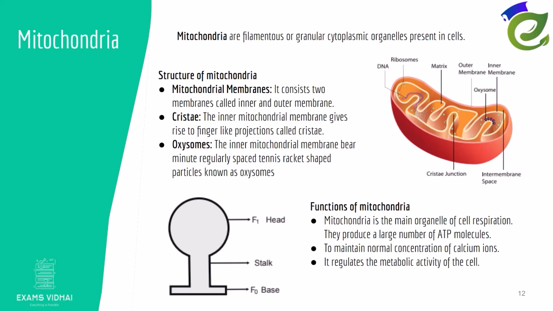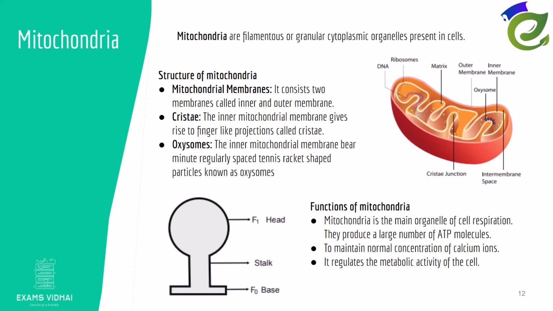They vary in size from 0.5 micrometer to 2.0 micrometers, and they contain 60 to 70% of proteins, 25 to 35% of lipids, 5 to 7% of RNAs, and a small amount of DNA and minerals. So coming to the structure of mitochondria, basically it has mitochondrial membranes. It consists of two membranes called the inner membrane and the outer membrane.